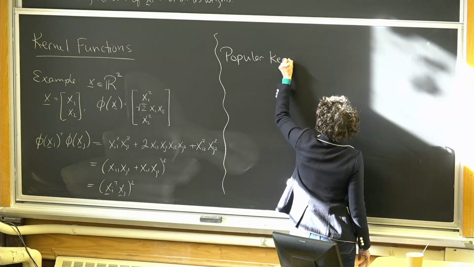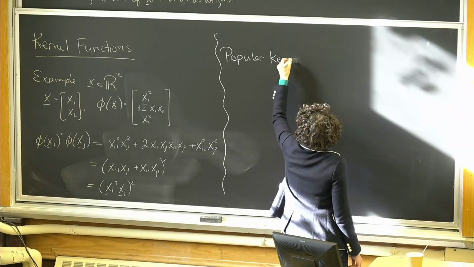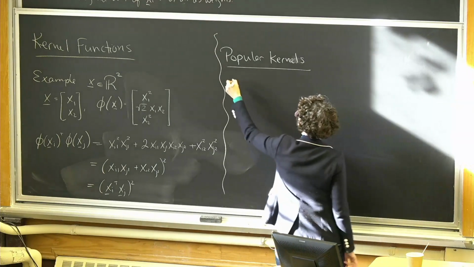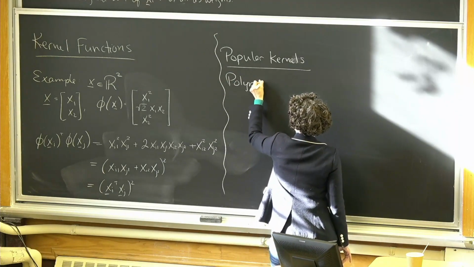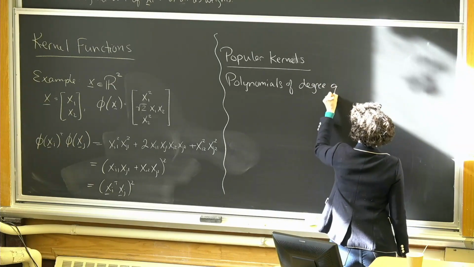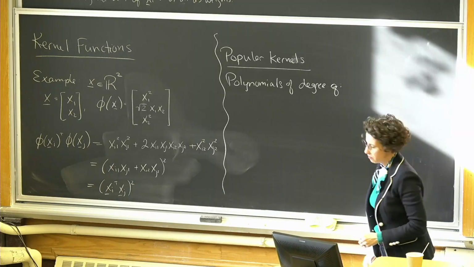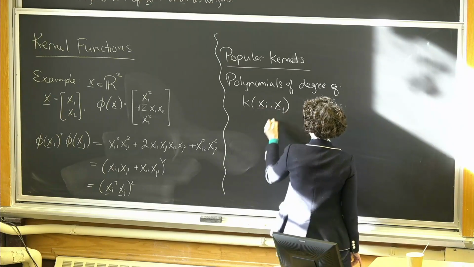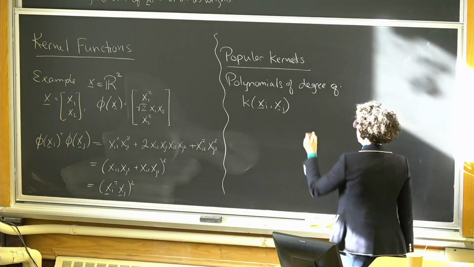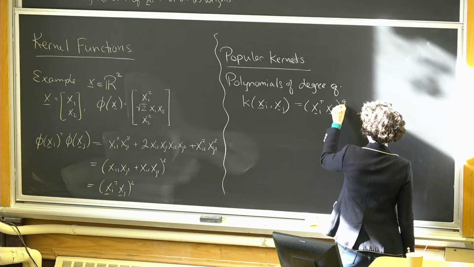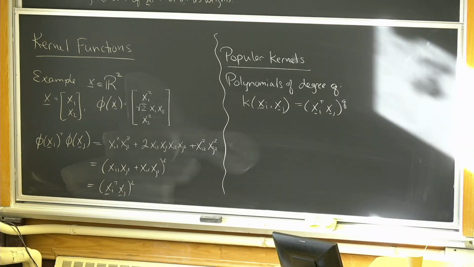So, some popular kernels. First of all, we can have polynomials of degree q. In particular, I'm going to say that my kernel function k for a pair of feature vectors xi and xj is simply going to be the inner product xi transpose xj to the qth power. So it's just like our quadratic example, but we can do higher order polynomials.